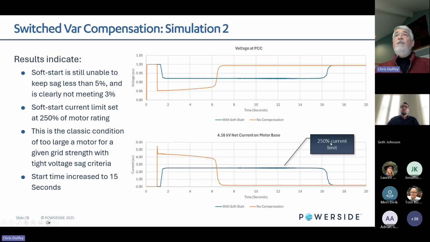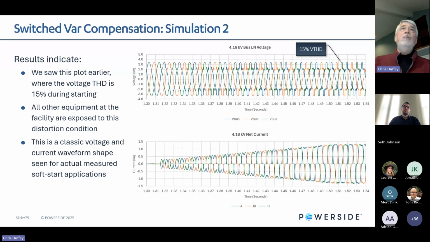You can see the 250% current limit, which was put in here and not allowed to go any higher because it would drop the voltage further. But if they put this current limit any lower, they'd stall the motor. So they were really stuck in a condition. They can't go any higher to basically keep from stalling. And so they're really stuck in a place there where they needed voltage correction, but they couldn't lower this any further without stalling the motor.